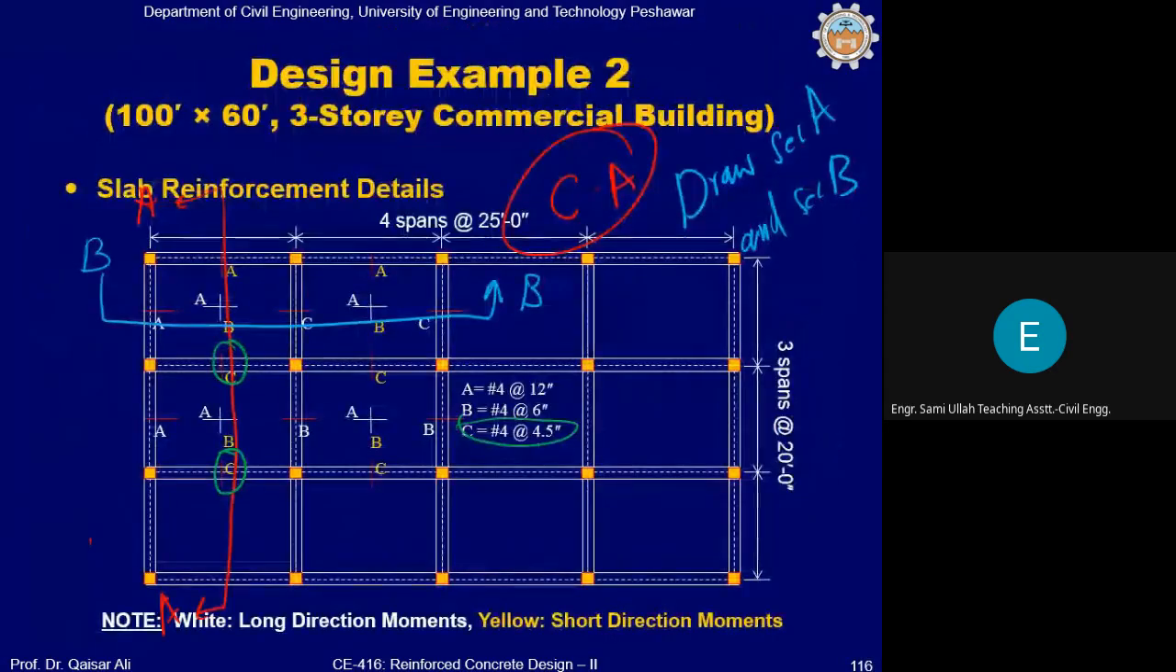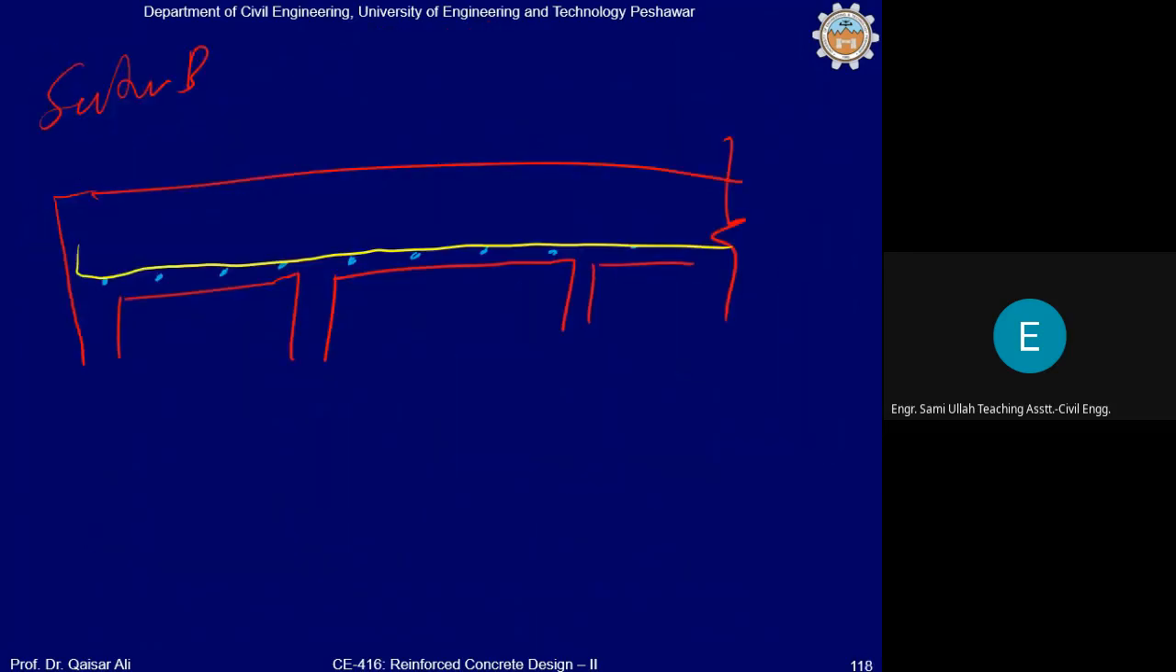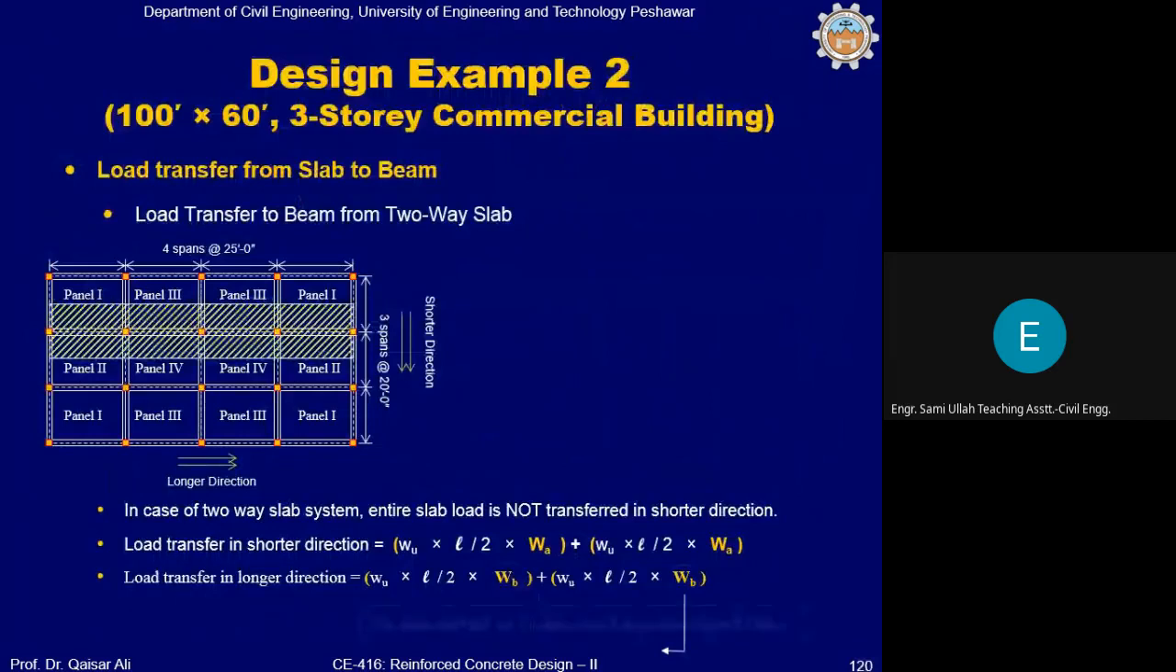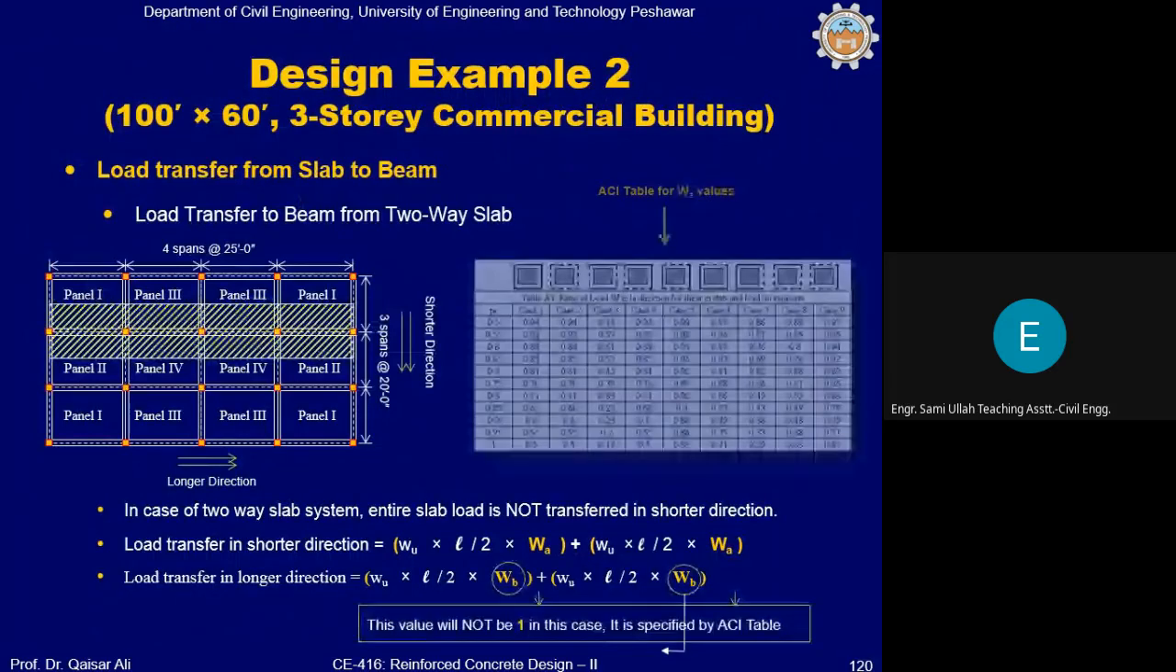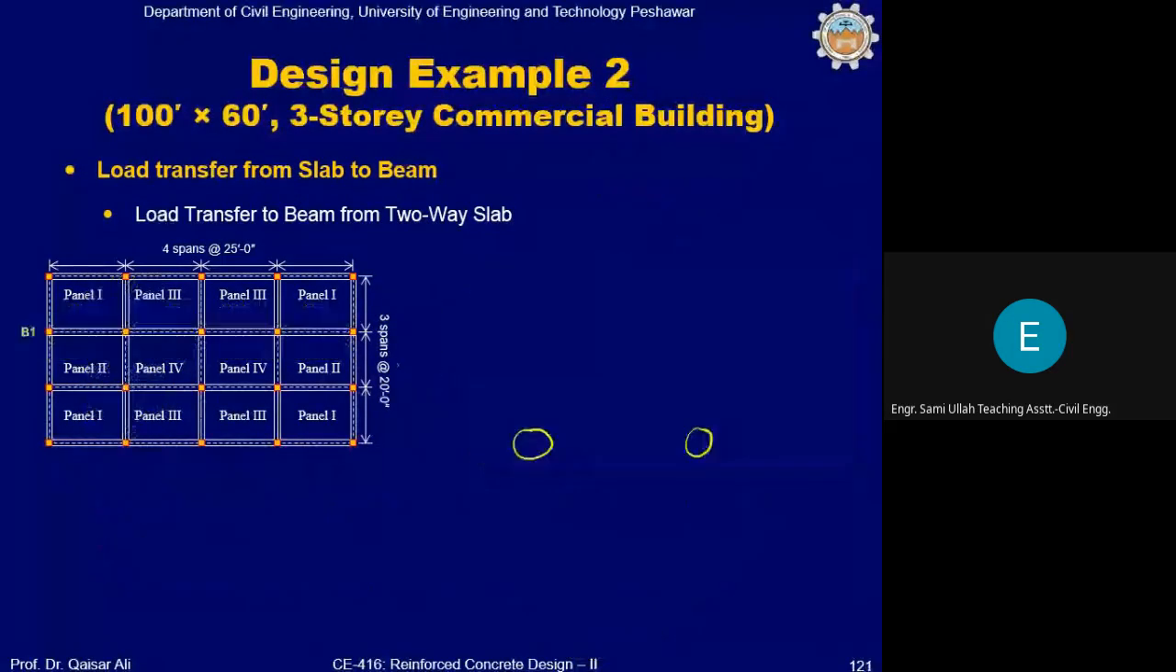So this was all about the slab design. Now the load of the slab will be transferred to the beams. Already हम कर चुके हैं. We will just quickly go through it in the slides. और फिर beams को इसके लिए डिजाइन करेंगे, सही? So this is the load transfer.